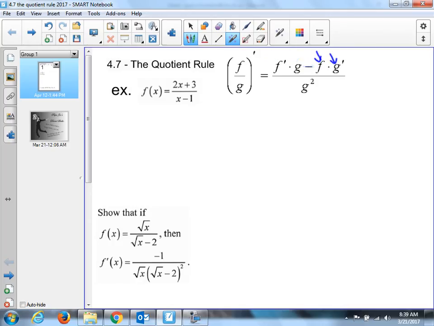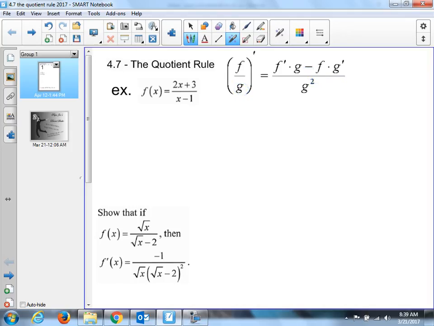Now the other difference, other than the negative sign, is that you keep the denominator the same and you square it. You don't do any calculus to it, if you will. It's all built into the formula. Let's just see this here.